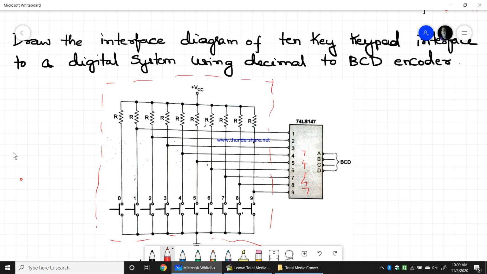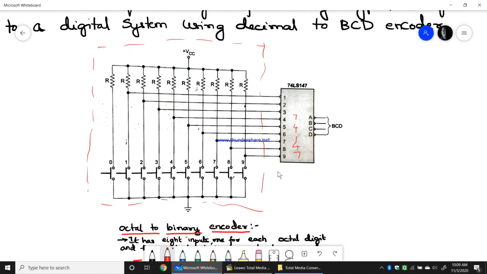Now very simple. For any of these lines to be activated, the input should be 0, right? When no switch is pressed here, VCC is directly given to all these pins. Assume that no switch is pressed. Then VCC is directly given to these pins where all are high. All high means all are disabled here. Therefore, the BCD output will be 1111.